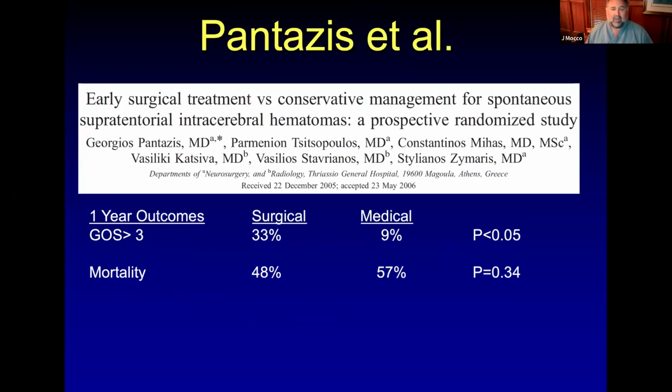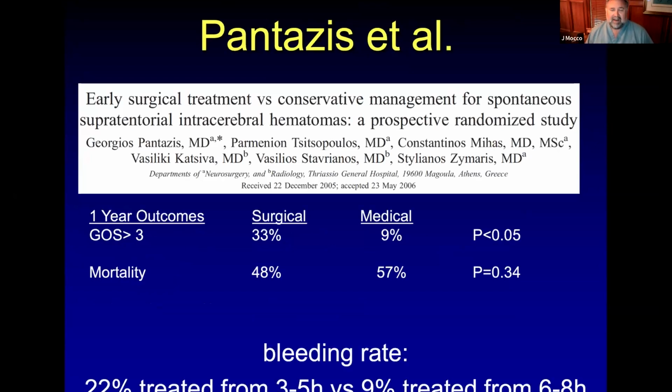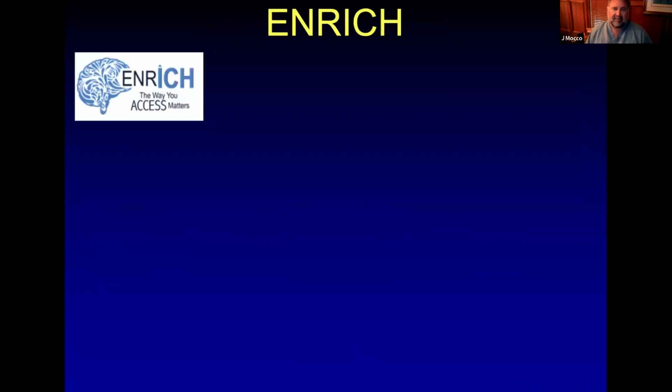And what they found was a dramatic improvement with surgery, with 3 times the number of patients achieving a good outcome and no signal for mortality. Now, they did have a higher bleed rate when they operated in less than 5 hours. So we definitely have to maximize our surgical ability to limit the bleeding.